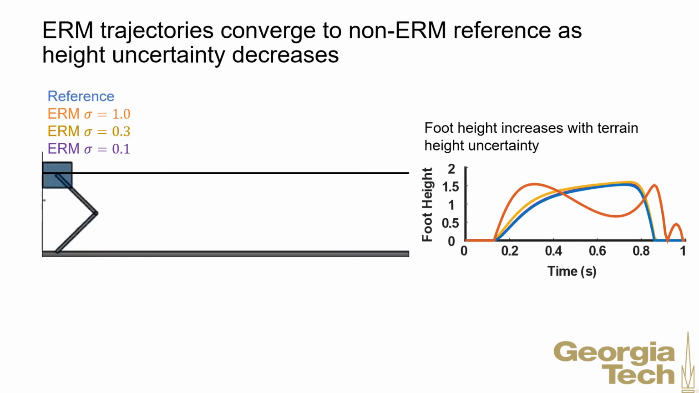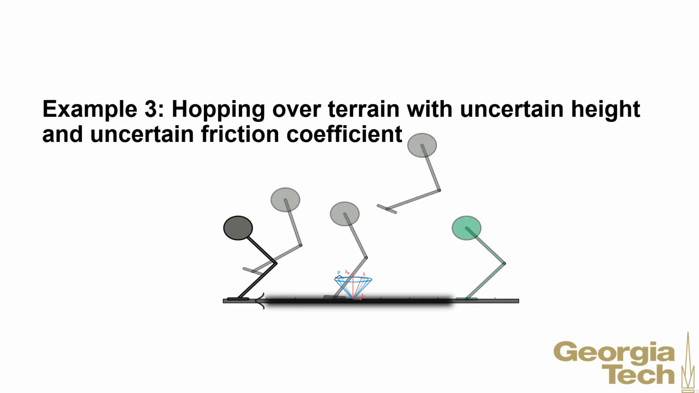As with the sliding block, we also tested the effects of the ERM cost with different levels of uncertainty in the terrain height. We found that the foot height increases with increasing uncertainty, and that as the uncertainty decreases, the ERM-generated trajectories converge to the non-ERM reference trajectory.